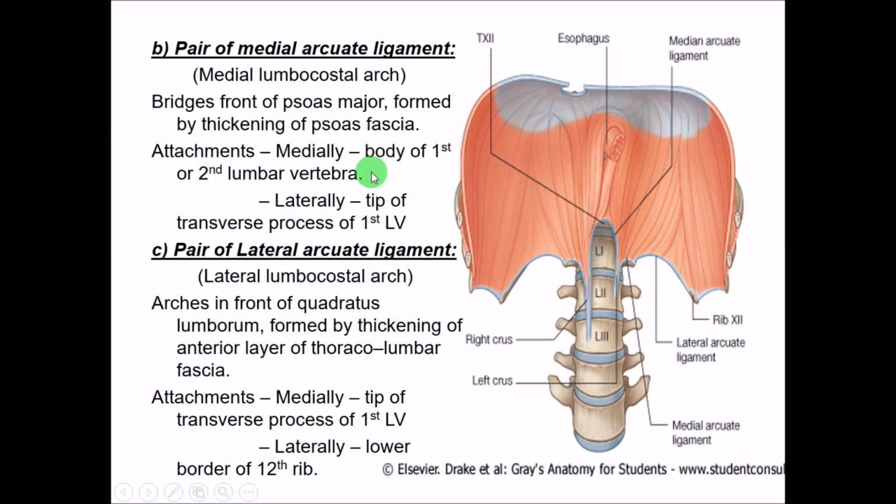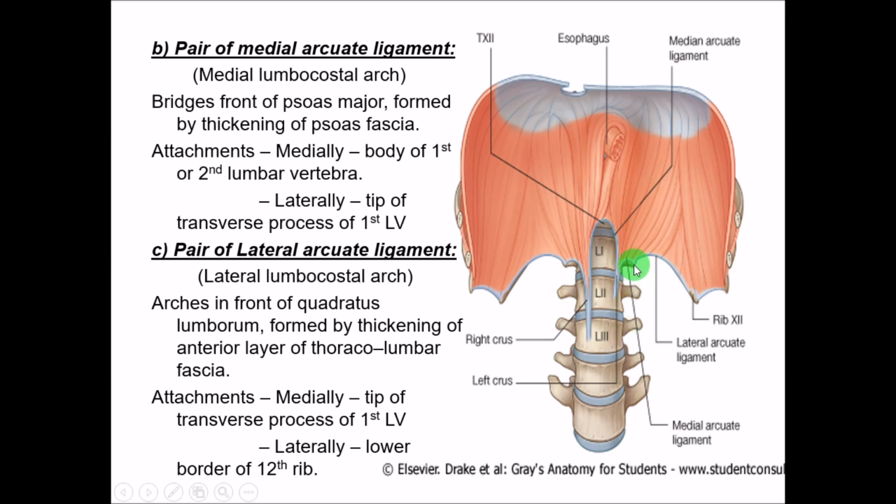Attachment medially: this is about the medial arcuate ligament. Medially it is attached to the first and second lumbar vertebrae through the left crus, and on the lateral side it is attached to the tip of the transverse process. These are the transverse processes of the lumbar vertebrae.